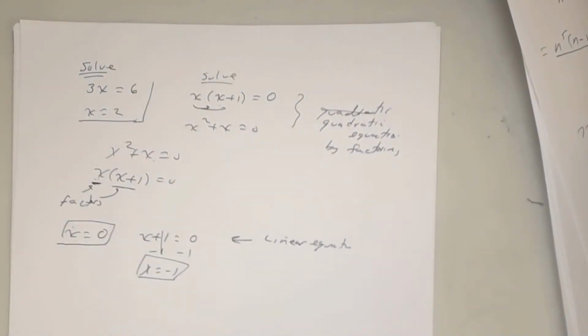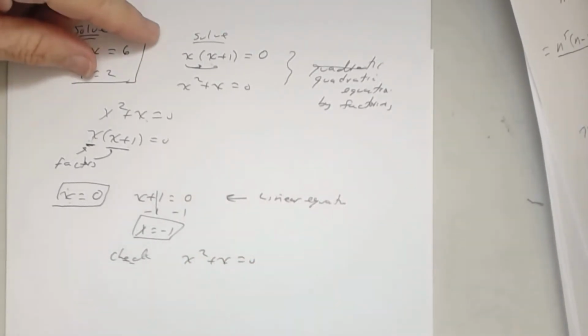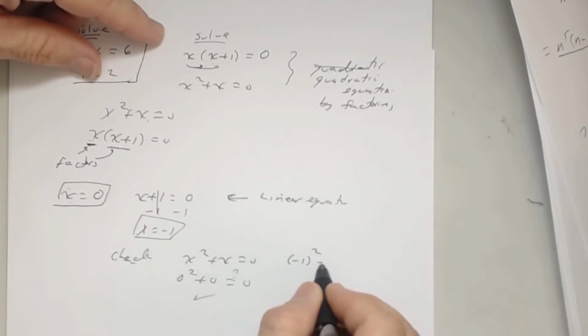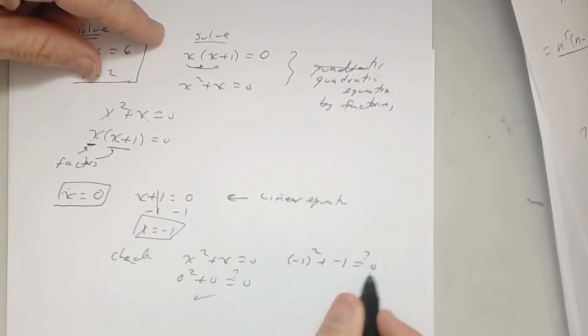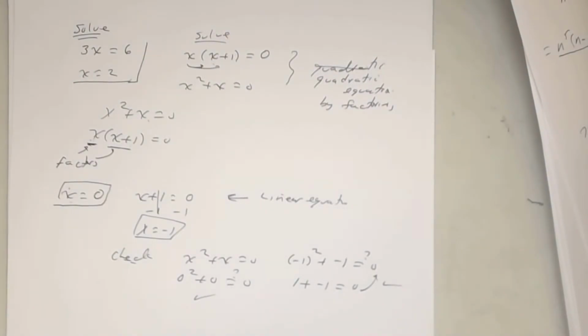And you can always check. Let's go back to the original. And where we see the variable x, I'm going to plug in 0. 0 squared plus 0, is that equal to 0? You said no? Oh, yeah, it is, right? Okay. Now let's check -1. -1 in parentheses squared plus the -1, is that equal to 0? First of all, what's -1 squared? What's 1 plus the -1? 0. So that's true. So those are your two solutions.